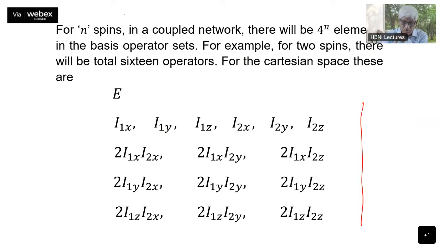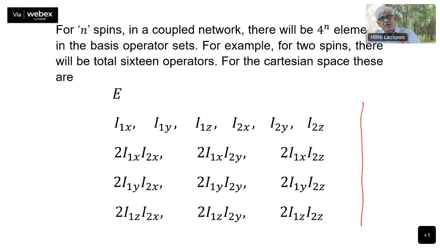You have 1x, 1y, 1z, 2x, 2y, 2z. Then you also have the products: 1x2x, 1x2y, 1x2z, 1y2x, 1y2y, 1y2z, 1z2x, 1z2y, 1z2z. So these are now the complete product basis for the 2 spin case. That's why we call it the product operator formalism.